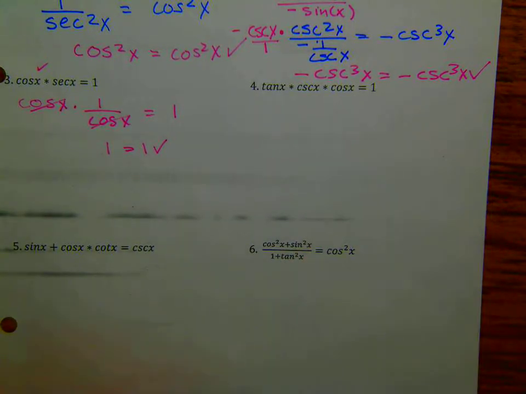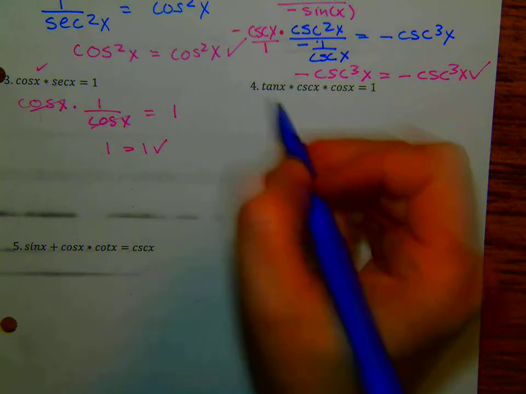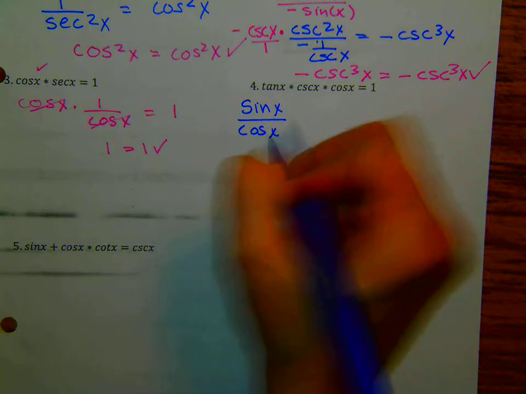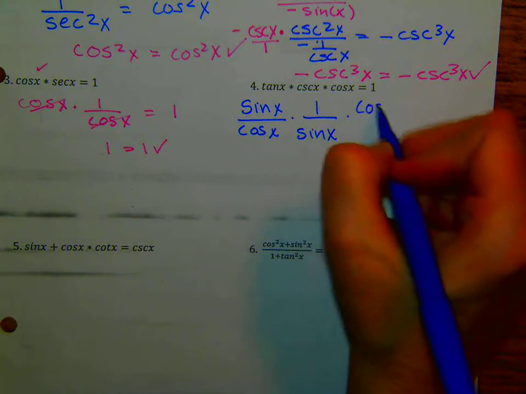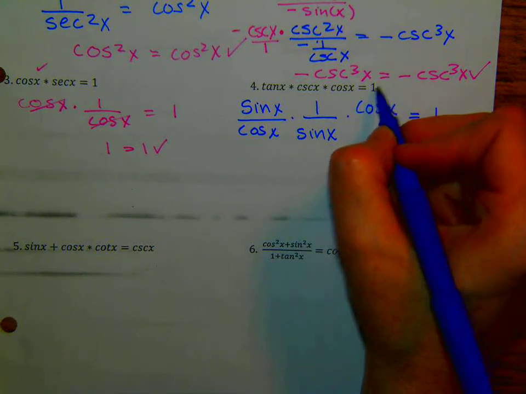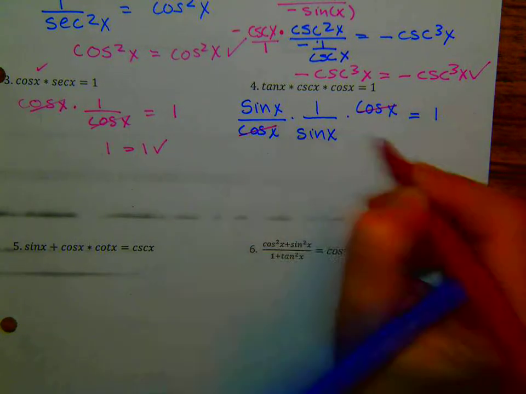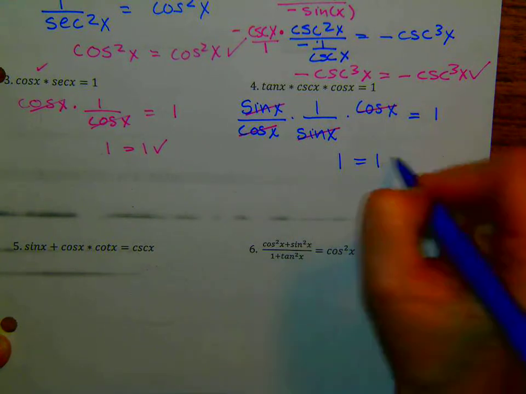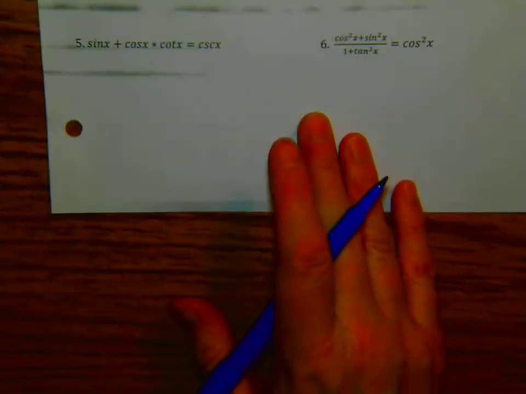Okay, let's do number 4. Well, it seems to me that the best thing to do would be to write everything in terms of sine and cosine. So the tangent would be the sine of x over the cosine of x times 1 over the sine of x times the cosine of x equals 1. Again, always not touching the simpler side. So what can we do from here? Well, we can cross out the cosines. They cross out. We can cross out the sines. They cross out. And what am I left with? 1 equals 1 and done. Okay, got easier. All right, 2 more to go.